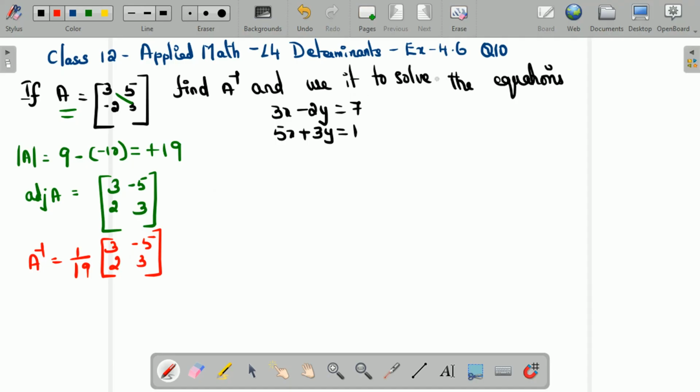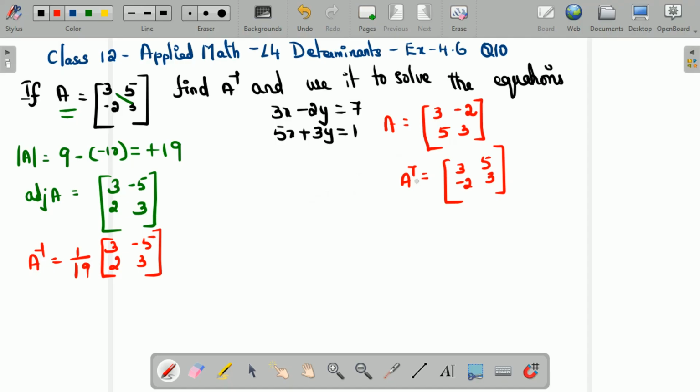Now let's use it to solve the following equations. So the same concept we are going to use. Let's write out the A in this case. So the coefficient matrix is 3, minus 2, 5, 3. See, in this case, if you take a transpose, A transpose is going to be equal to 3, minus 2, 5, 3. So that is why we are using this approach to solve the equations.